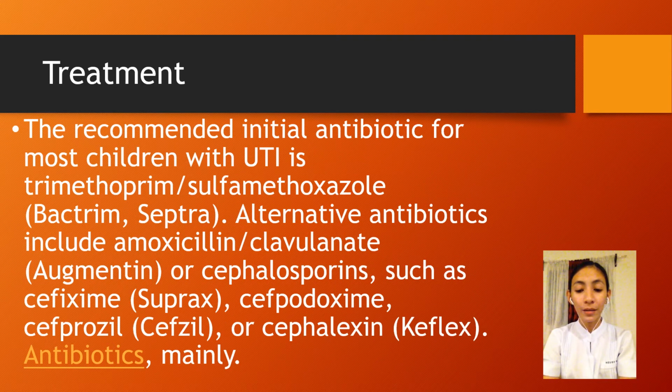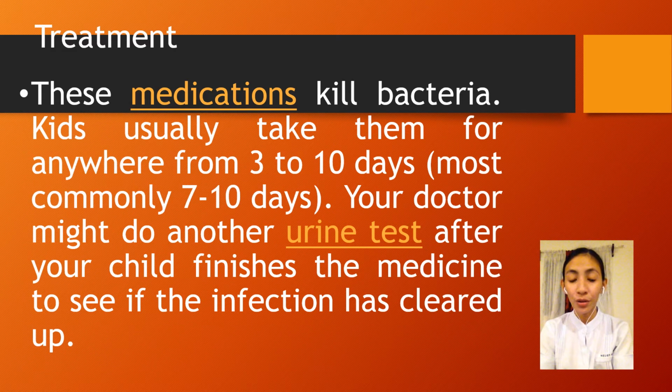The most recommended initial antibiotic for most children with urinary tract infection is, first, trimethoprim-sulfamethoxazole, Bactrim, Septra, and there are also alternative antibiotics, and these include amoxicillin-clavulanate, Augmentin, or cephalosporins such as cefixime, Suprax, cefpodoxime, cefprozil, Cefzil, or cephalexin, Keflex. Those antibiotics kill bacteria.